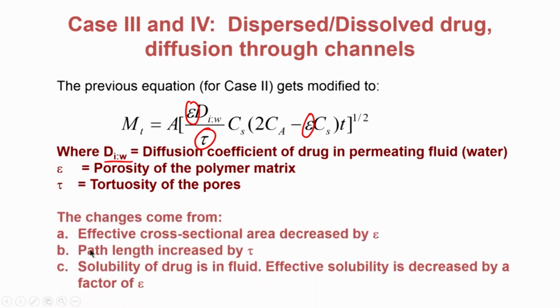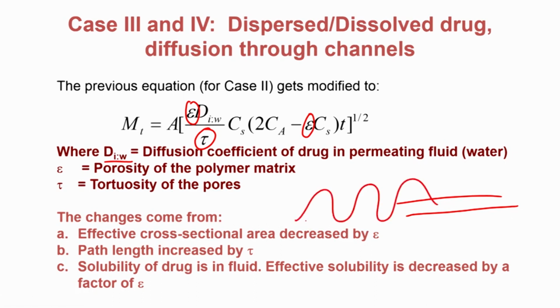So, again as I said, the changes come from the fact that the effective cross-sectional area is decreased because of the porosity, and the path length has increased because of tortuosity. As I just said, if this is straight, then the tortuosity is almost 0, but if this is more like this, then the tortuosity is fairly high. And then of course, one of the changes is the solubility of the drug in fluid. So, the effective solubility is decreased by the factor of the porosity. Not everywhere, so we are not saying the solubility everywhere, but by a factor of the porosity.